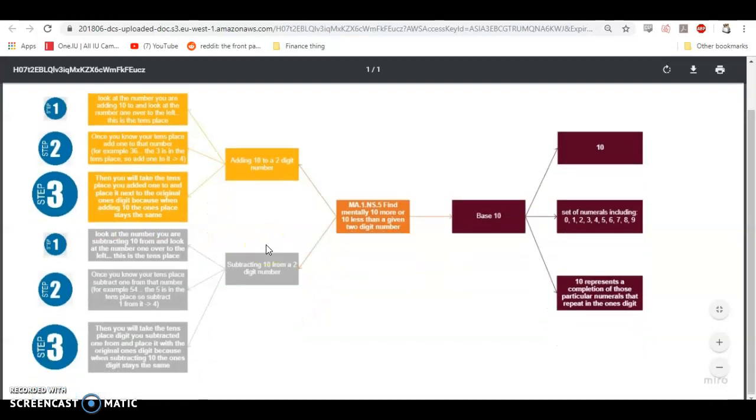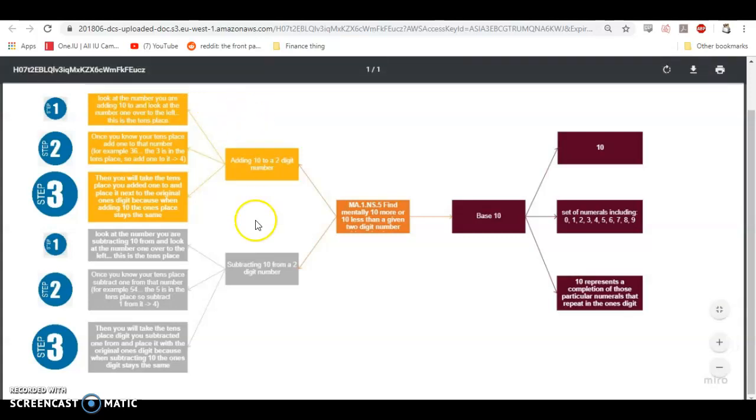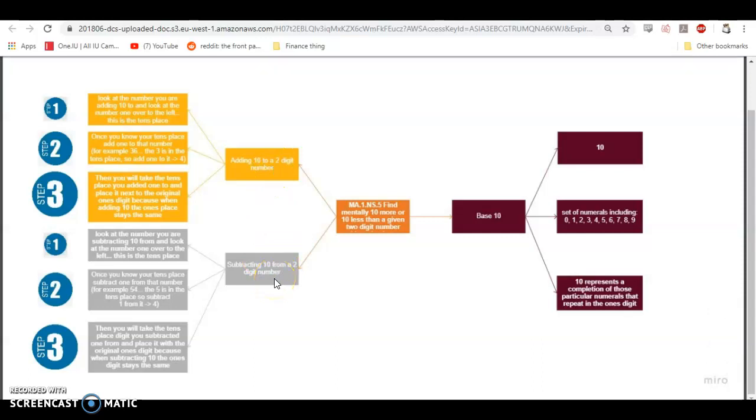Over here to the left, we have adding 10 to a 2-digit number and the steps that are required to complete this action, and then subtracting 10 from a 2-digit number and the steps required for that as well. It goes along the lines of looking at the number you're adding 10 to, and then looking at the tens place, adding 1 or subtracting 1 based on which method you are using, and then keeping the ones digit the same for 10. And then over here is a small discussion about base 10 and why it's important.